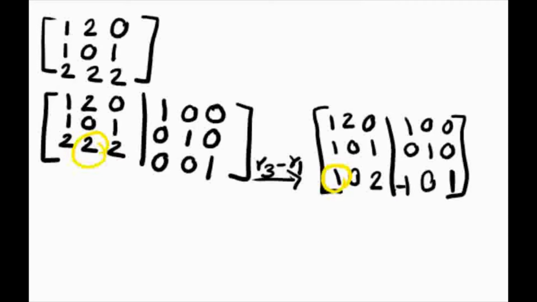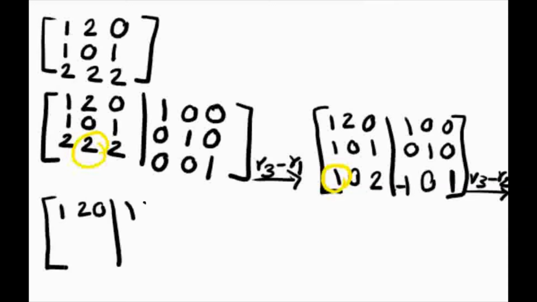In order to change that, I'm going to use the second row. So for this part, it's going to be R3 minus R2. And I'm going to draw it here. I have 1, 2, 0, that won't change. And then I have 1, 0, 0. And then I have 1, 0, 1, 0, 1, 0.